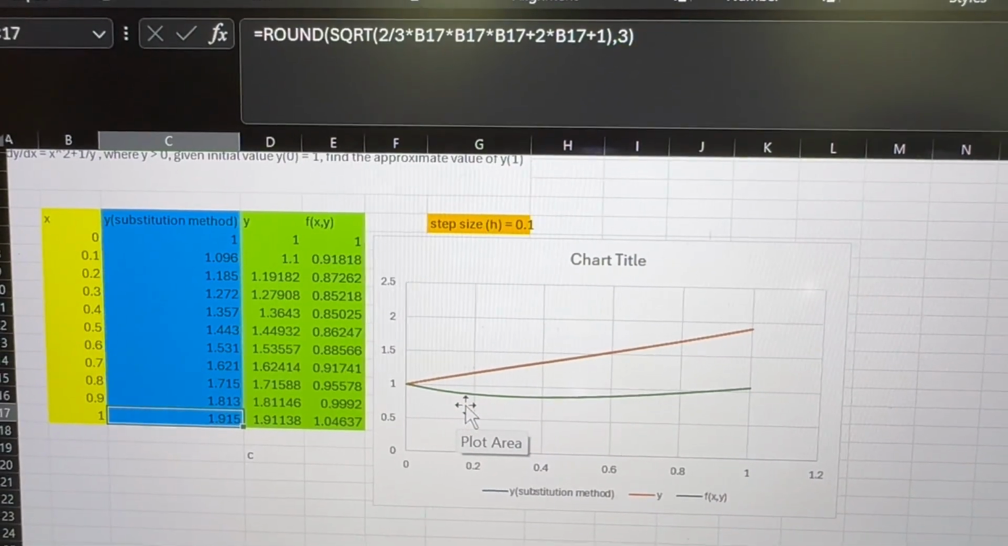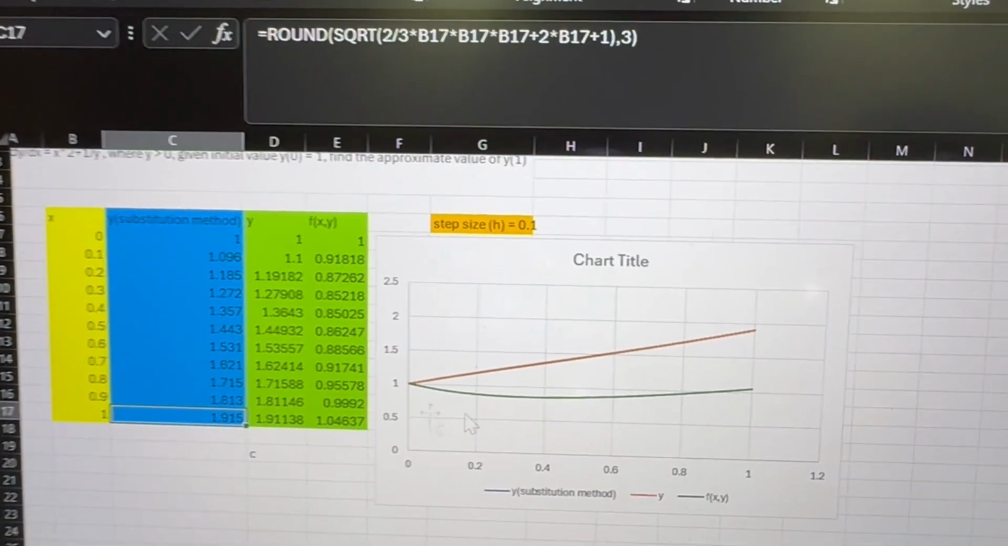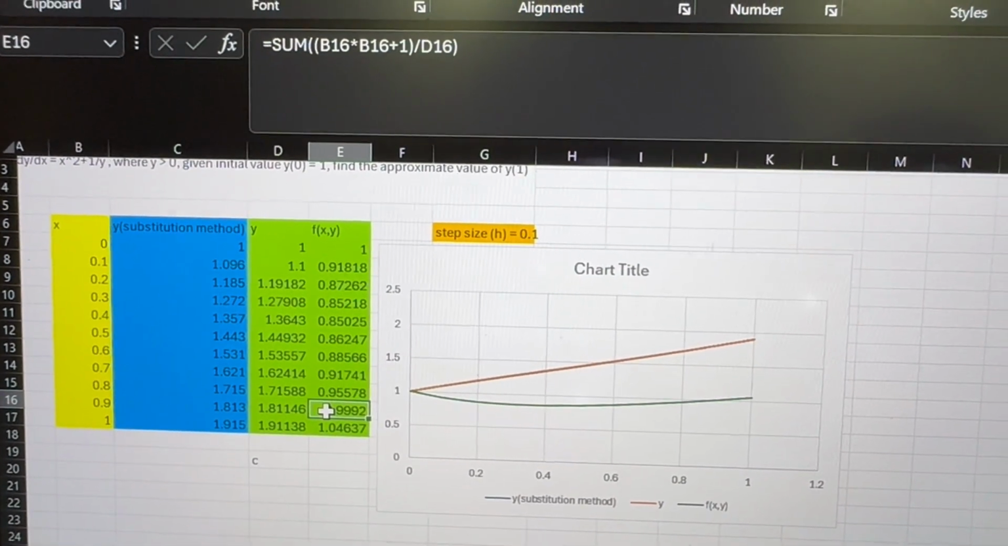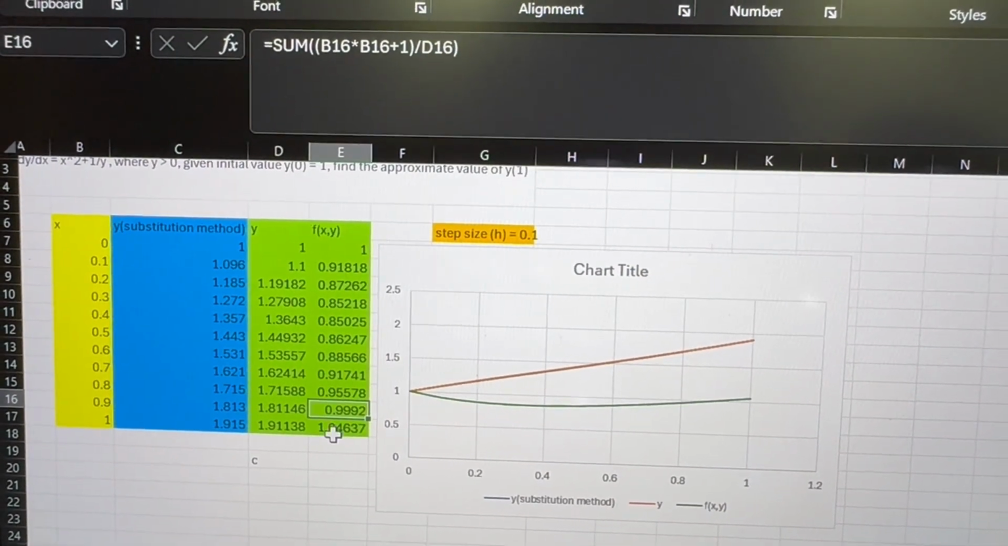As for the green line on the graph, it shows my value for when x is at a certain point, what my y value is at that point. So lastly, we're going to be finding the error value. The purpose of finding the error value is so that we are able to tell how far off our Euler estimate is from the correct actual value.